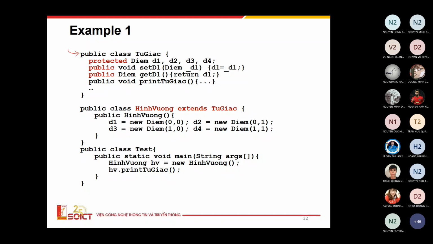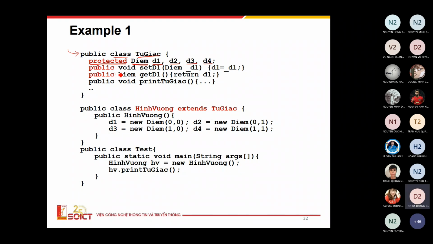So, how do you read this code? In the first class, we have a tứ giác class. In this class, we have 4 điểm, 4 attributes D1, D2, D3, D4, which are điểm objects.